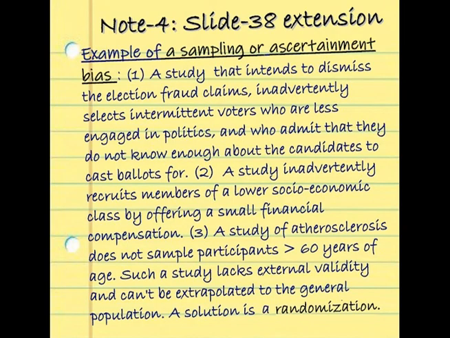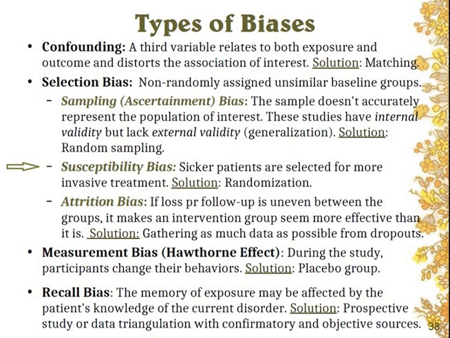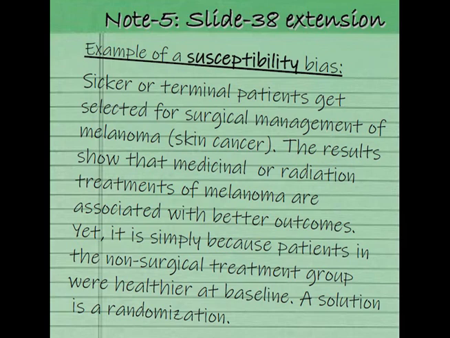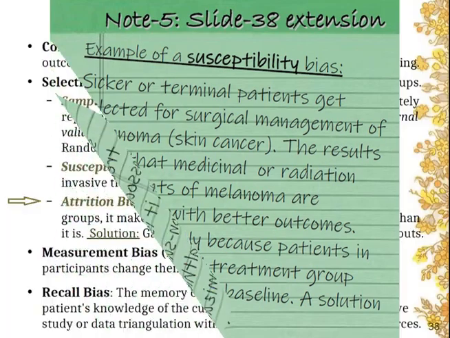A solution is randomization. The next subtype of selection bias is susceptibility bias, conditioned by selecting sicker patients for a more invasive treatment. Example, sicker or terminal patients get selected for surgical management of melanoma, skin cancer, and the results show that medicinal or radiation treatments of melanoma are associated with better outcomes. Yet, it is simply because patients in the non-surgical treatment group were healthier at baseline. The solution again is the randomized study.